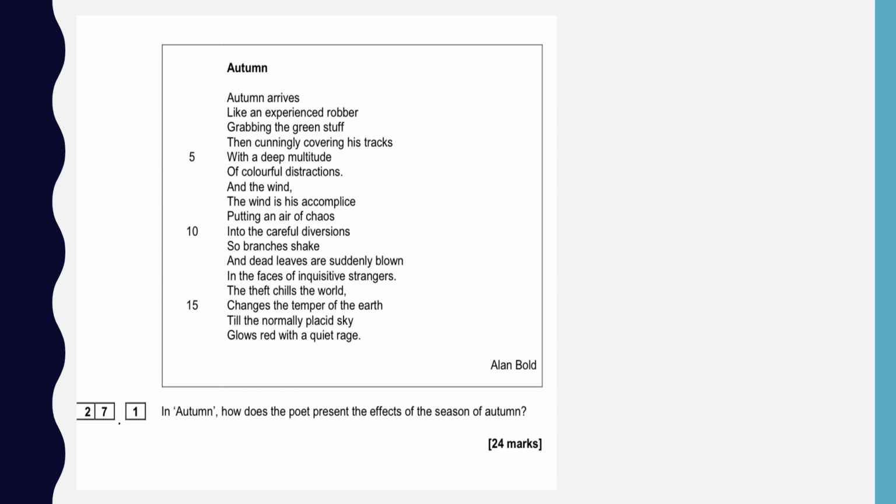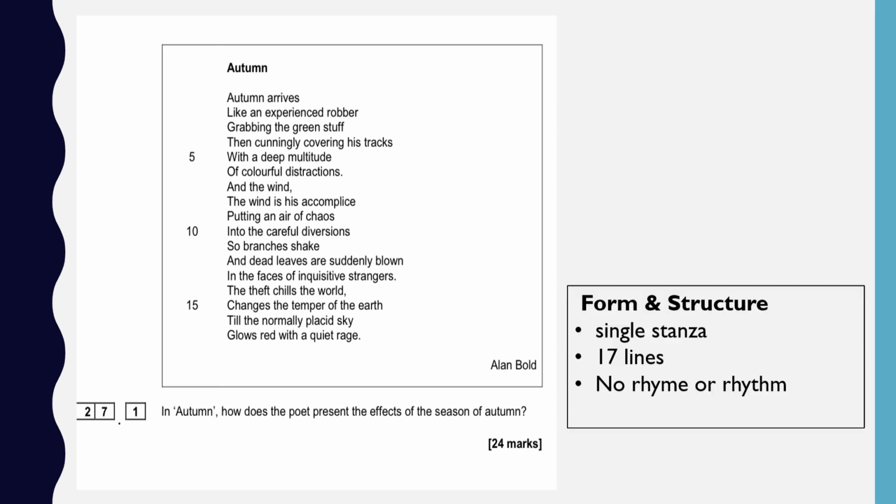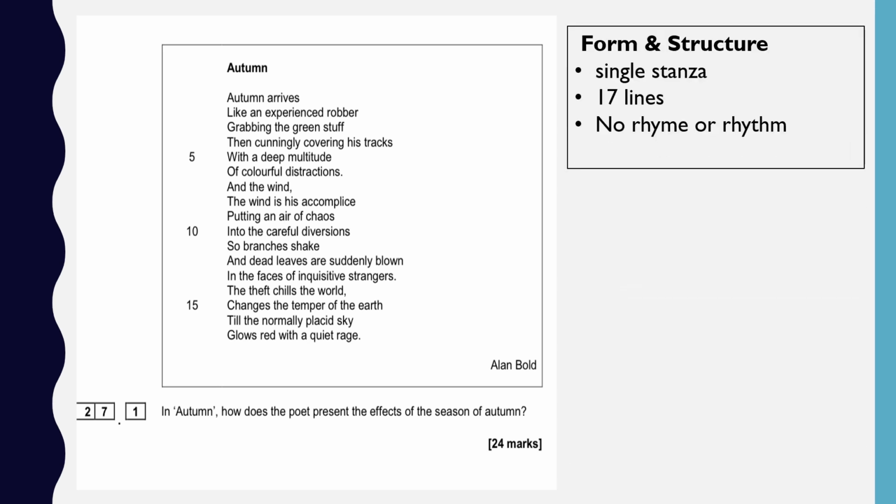Remember, this is 24 marks. And like I said, the very first thing that I would say is do the form and structure. So it's a single stanza of 17 lines with no specific rhyme or rhythm. That is you very quickly and very easily pointing out form and structure. It doesn't have to be complicated, but it's been done and it's a necessity. Now we're going to look at some of the points and things that we have found in the poem that actually answers the question of how does the poet present the effects of the season of autumn.